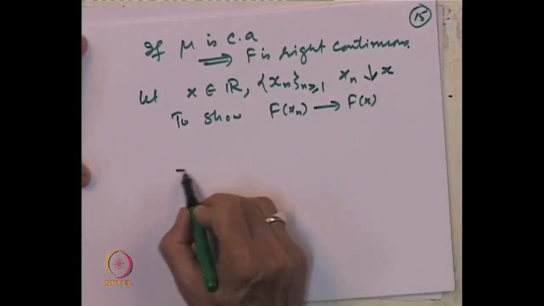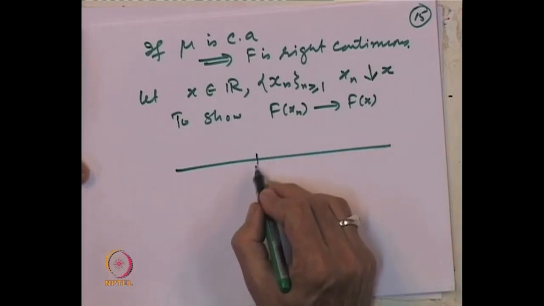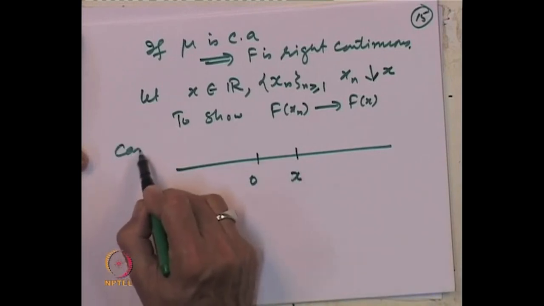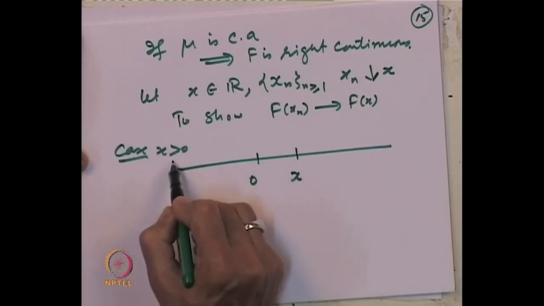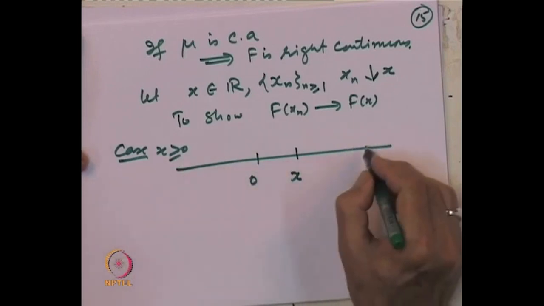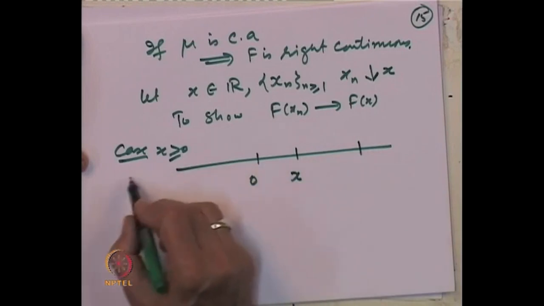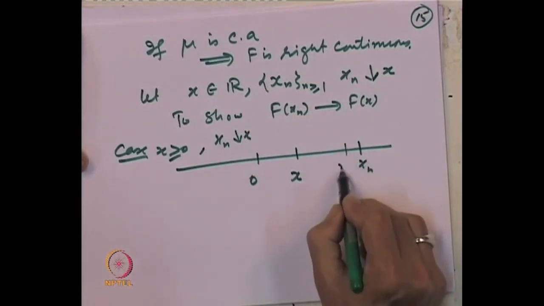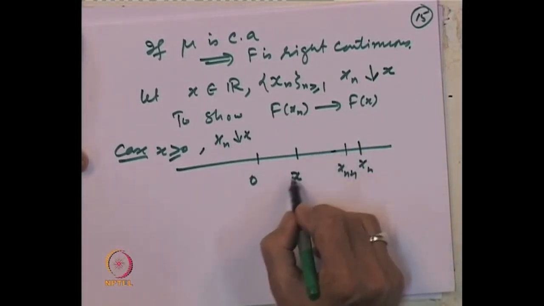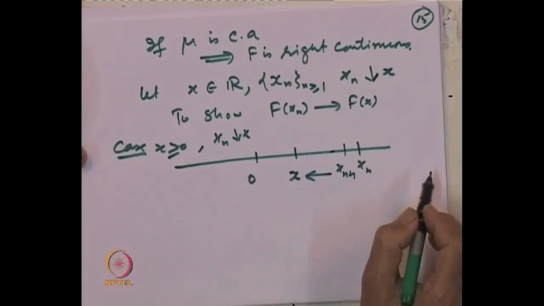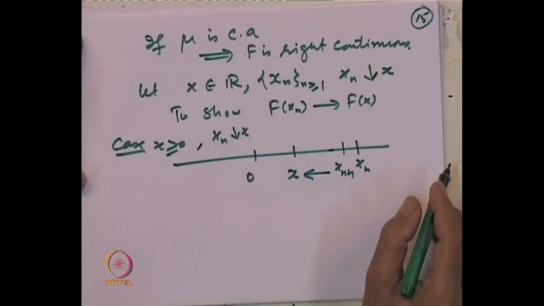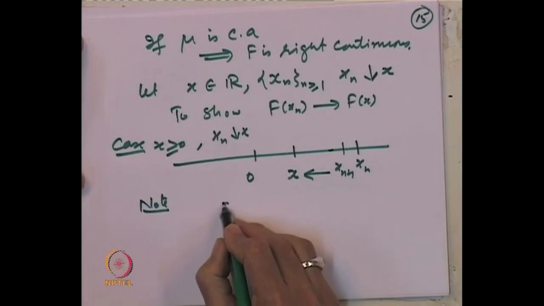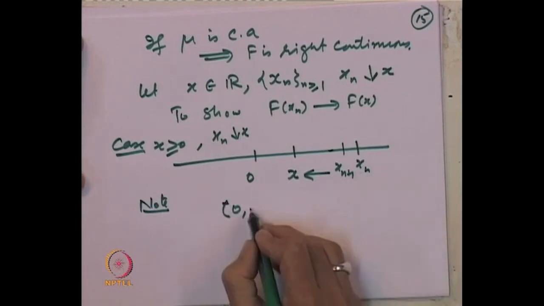So, let us try to look at a picture. So, this is 0, and let us look at the case when x is bigger than 0. So, this is the case when x is bigger than or even equal to 0, we can take it. And here is the sequence x n, decreasing to x, that means here is x n, here is x n plus 1 and so on, and that is converging, decreasing to x, right. So, let us observe in this case. So, note, look at the interval which is 0 to x n.